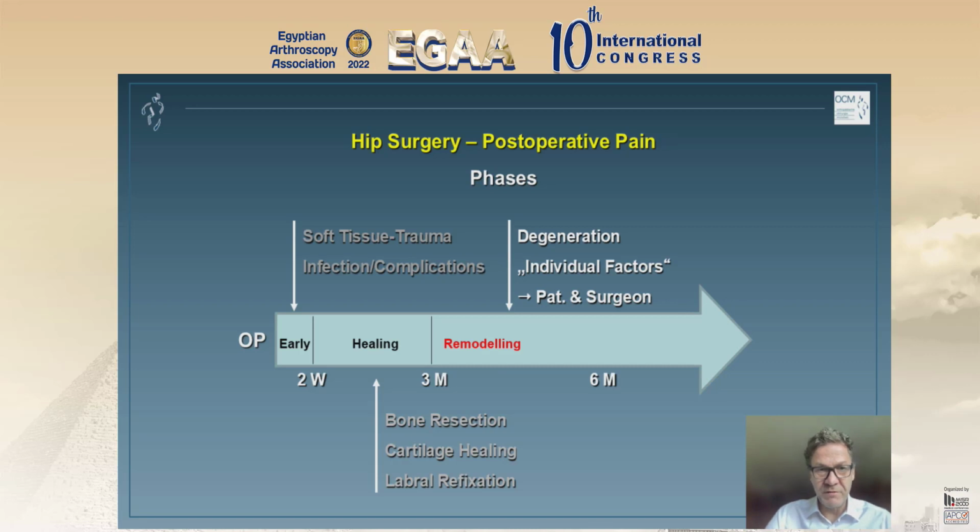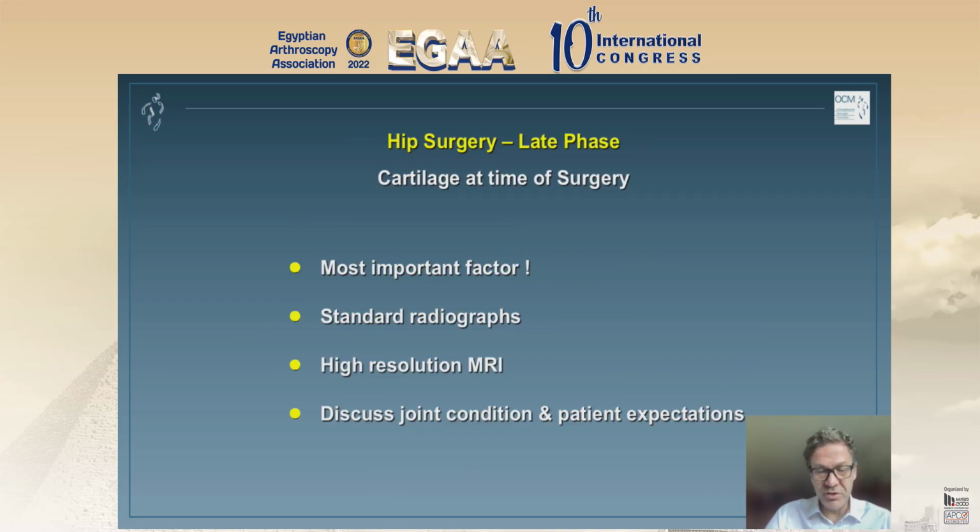Looking at the third phase of the post-operative clinical course, the remodeling phase, from our experience, this phase is mostly influenced by the cartilage status, the condition of the joint, and individual factors, both from the patient and from us, the surgeons. The cartilage status and the condition of the joint at the time of surgery is probably the most important factor. So you as the surgeon need to evaluate the preoperative imaging very carefully in order to discuss the joint condition and to discuss with the patient if you are able to meet the patient's expectations.